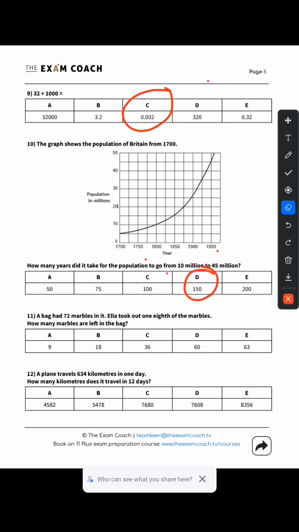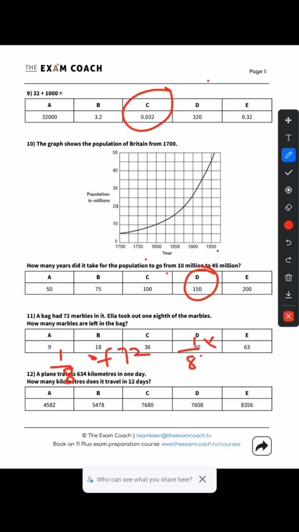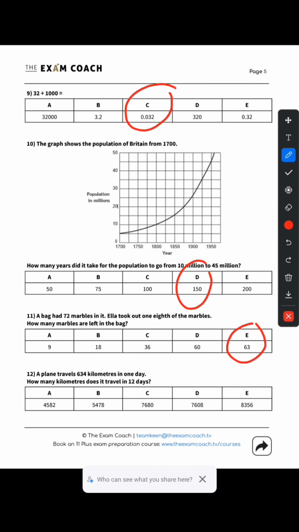Number 11. A bag has 72 marbles in it. Ella took 1/8 of the marbles. How many marbles are left? She took 1/8 of 72. In maths, "of" means multiplication. So that's 1/8 times 72. 8 goes into 8 one time, and 8 goes into 72 nine times. So 1 times 9 is 9. That means she took 9 marbles out of 72 marbles. To find how many are left, we subtract the 9 from the 72, which gives us 63 marbles. And the answer will be E.